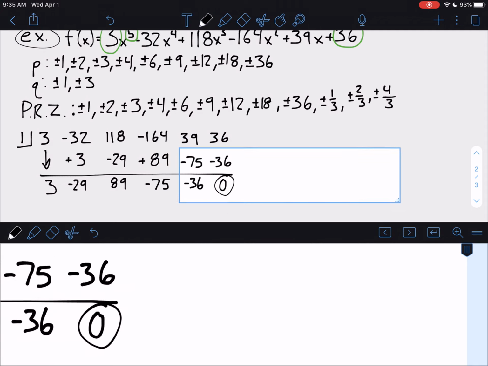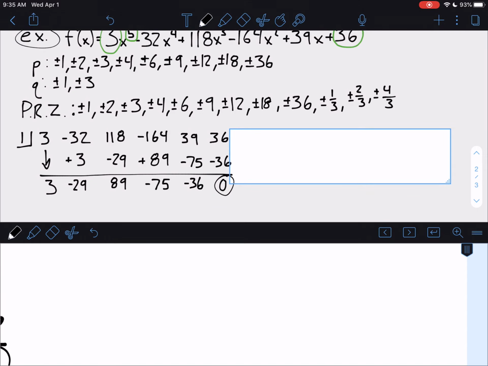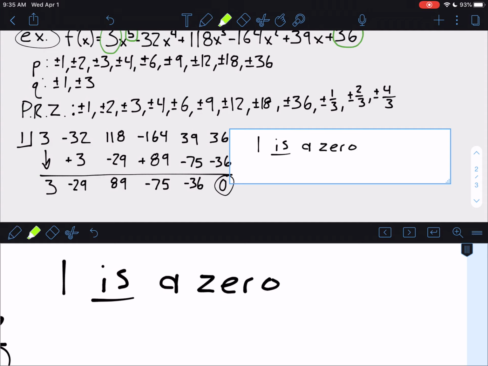So we were looking for 5 zeros, and since we got 0 at the very end, we know that our first 0 is 1. So 1 is a 0 of this polynomial. I'll highlight that.